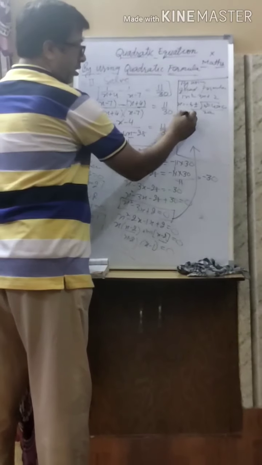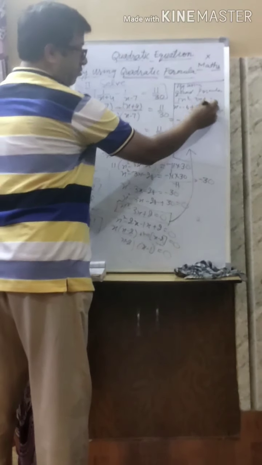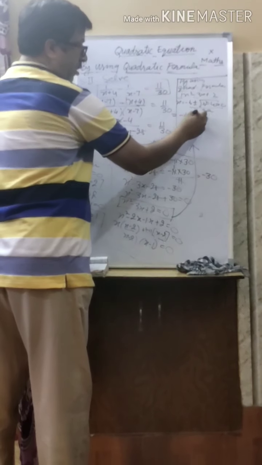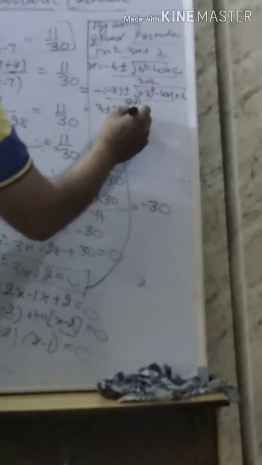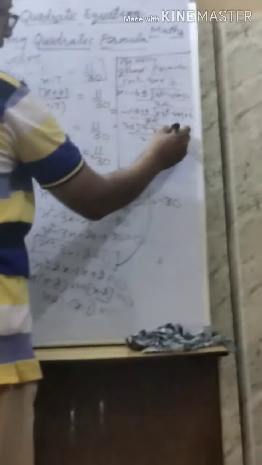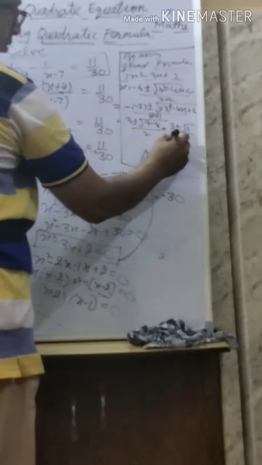Minus b. What is b here? It is a, it is b, it is c. So minus of minus 3 plus minus under root b square, minus 3 square, minus 4a into c, upon 2a. So minus minus plus. You see here minus 3 square is 9, 4 twos are 8, upon 2. 3 plus minus under root 1 by 2. This is 3 plus minus 1 by 2. So these are the values of x.